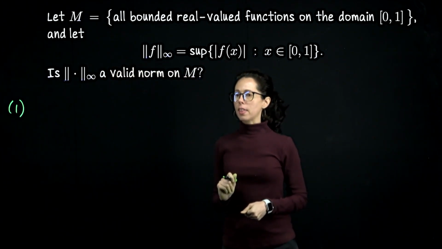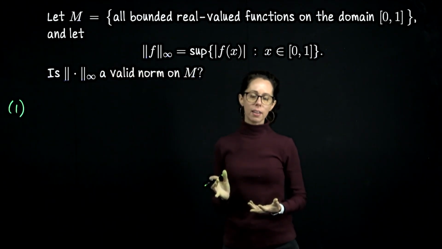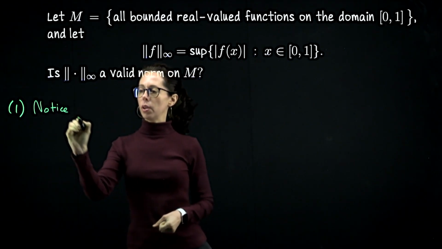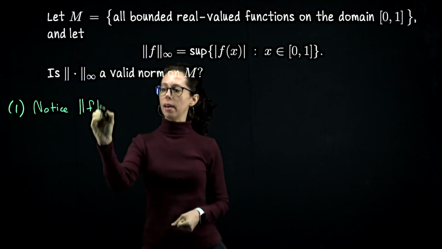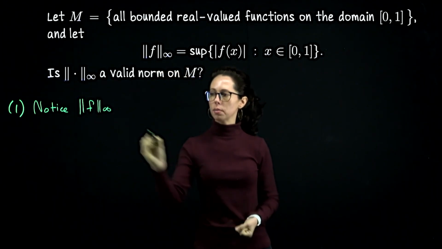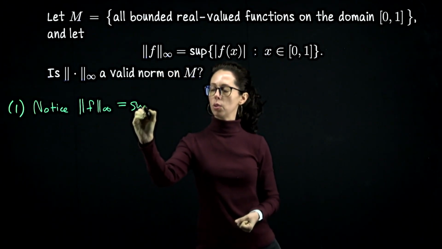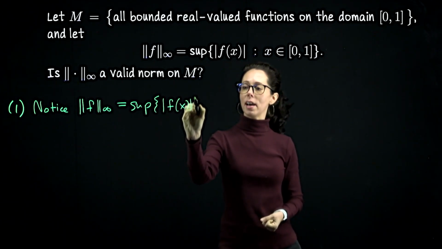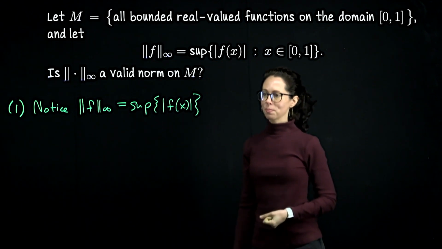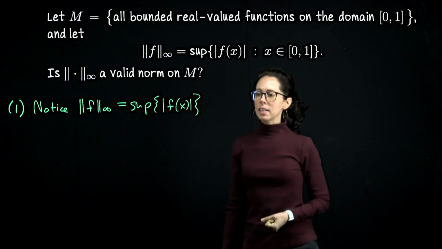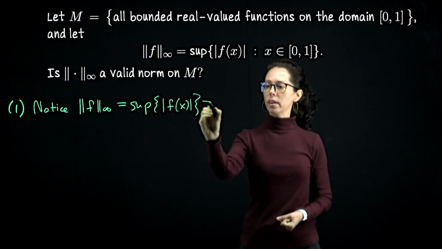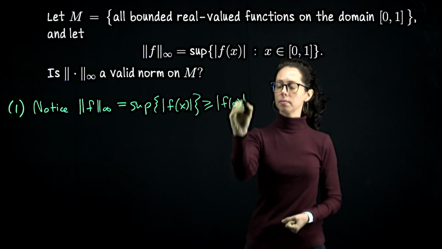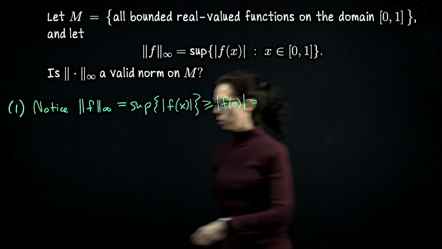We want to check that the sup norm of f is non-negative. It's pretty straightforward. Notice the sup norm of f, which let me write what that is. It's the sup of the set of outputs, sorry, the size of the outputs. And this is greater than or equal to, how about just the size of f of 0, which is greater than or equal to 0.